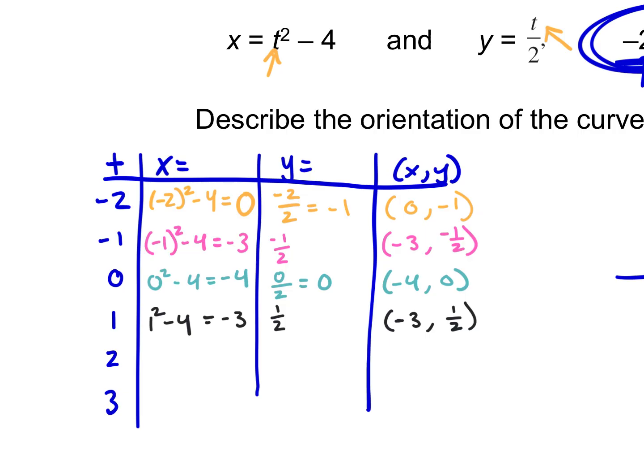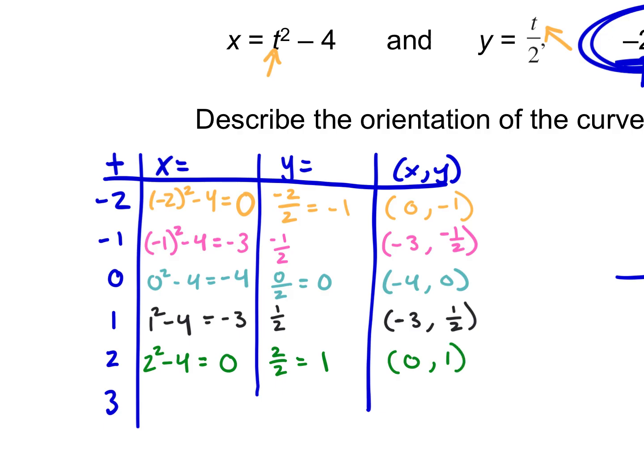Then we can plug in 2. 2 squared would be 4. So 4 minus 4 is 0. And then 2 over 2 would simplify to what? 1. So our next point would be 0, comma, 1.